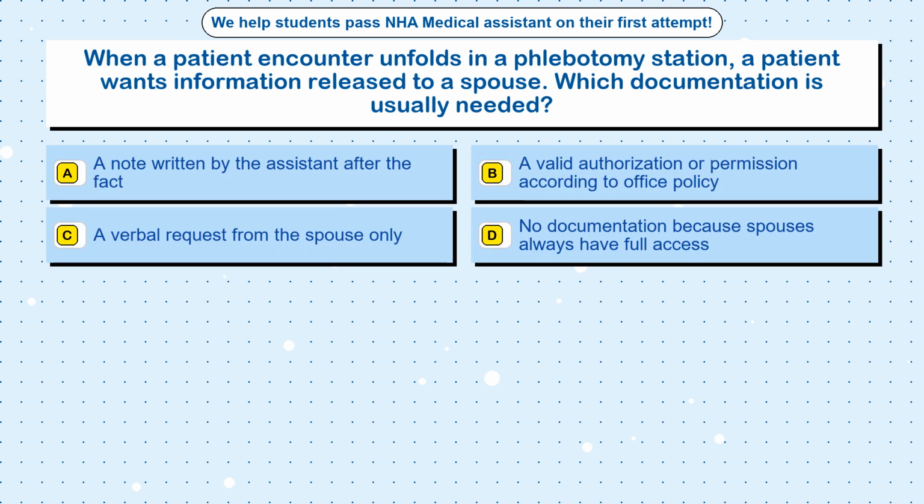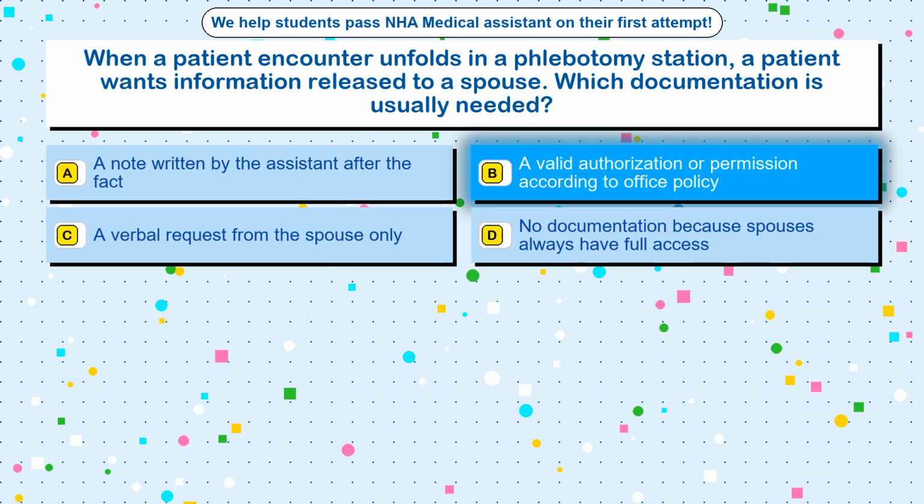Question 99. When a patient encounter unfolds in a phlebotomy station, a patient wants information released to a spouse. Which documentation is usually needed? Option A, a note written by the assistant after the fact. Option B, a valid authorization or permission according to office policy. Option C, a verbal request from the spouse only. Option D, no documentation because spouses always have full access.